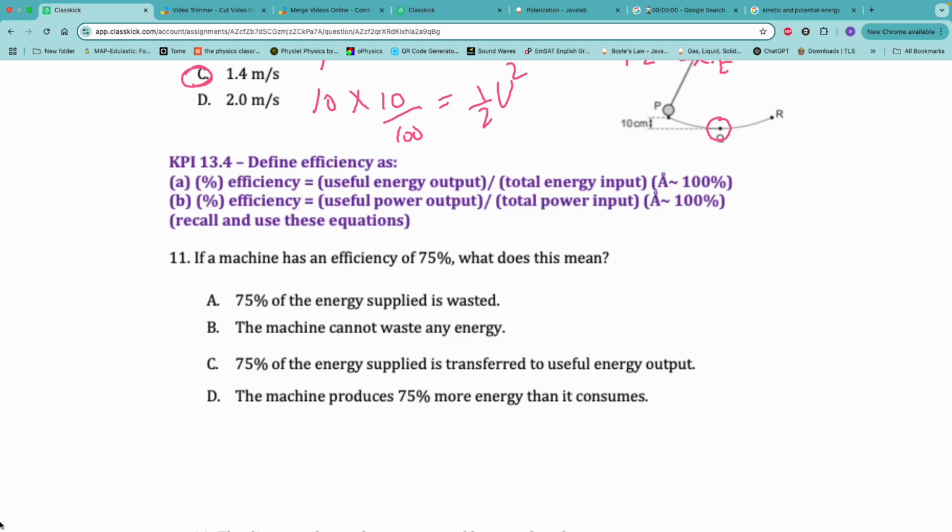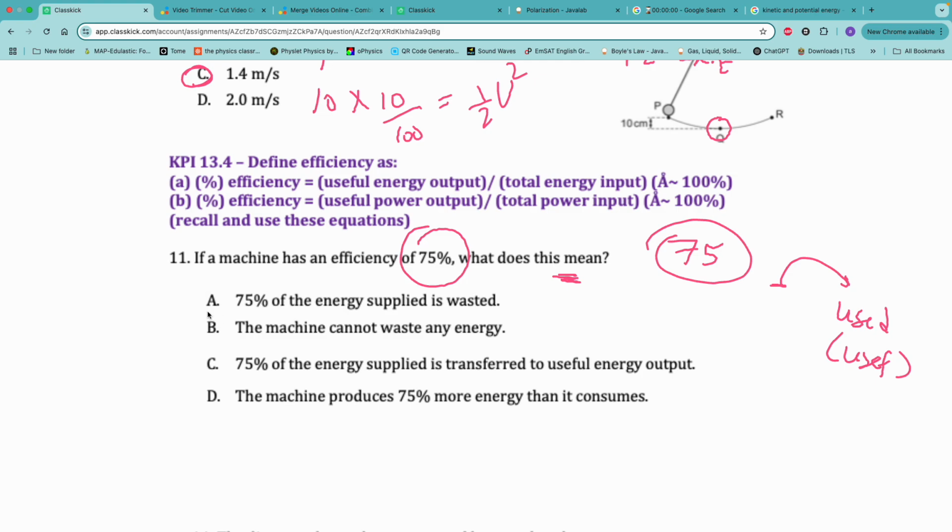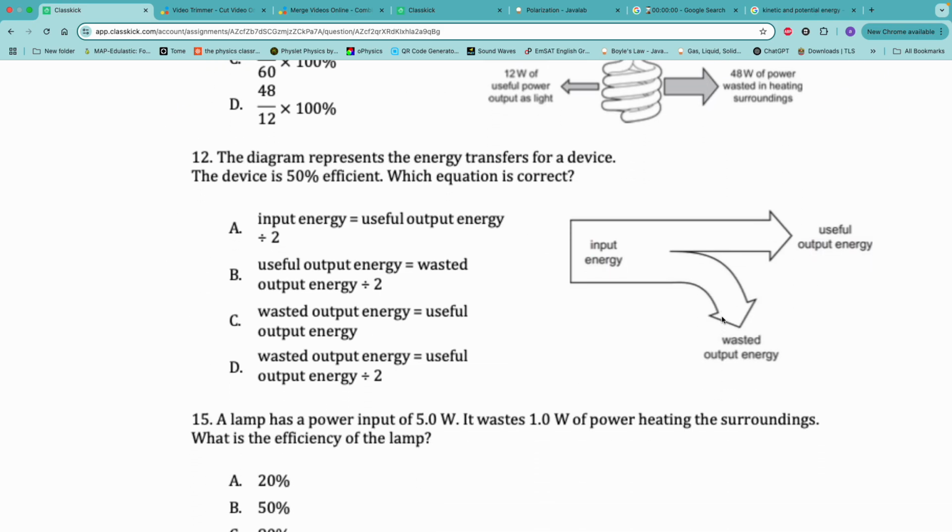Going here, talking about efficiency and how we are able to use this information. If a machine has an efficiency of 75%, what does this mean? 75% refers to the total amount of input energy that changes to useful energy. So try to pick the answer that matches this description, which is 75% of energy supplied is transferred to useful energy output, which is similar to our description.